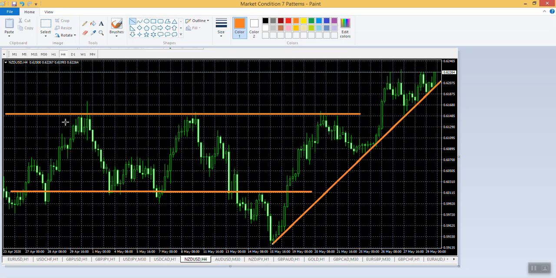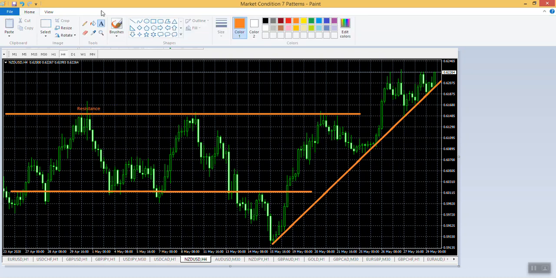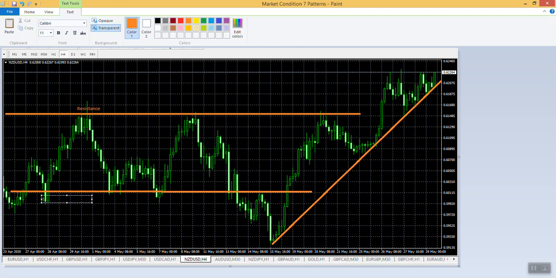Now at this point it forms a resistance. At this point it forms a support. Can you see here a support? At this it forms a support. At this it forms a support. At this it forms a resistance. Now we started seeing changes here in the market.